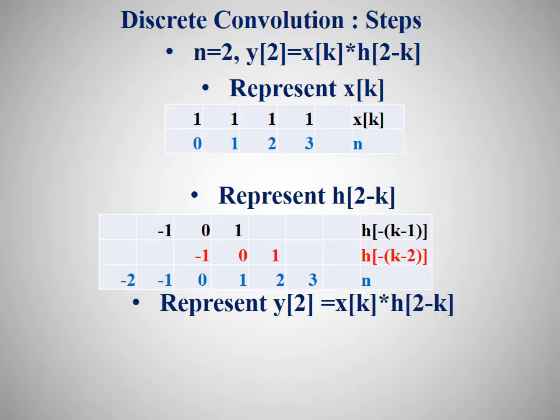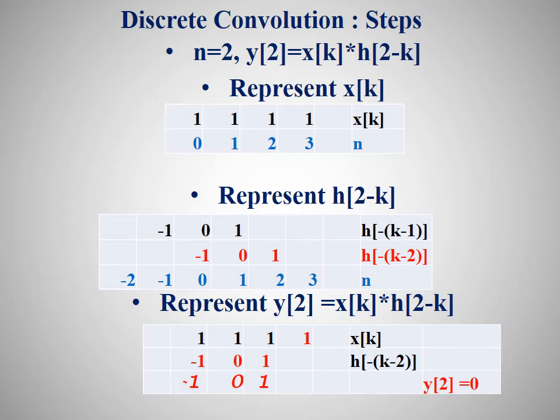Next, let us evaluate as in the normal case. Y of 2 is equal to x of k convolution h of 2 minus k. Hence, obtaining from the same values, we have 1, 1, 1, 1 for 0, 1, 2 and 3, and here it is minus 1 at 0, at 1 it is 0, and at 2 it is 1. So when we multiply, we get minus 1, 0 and 1. Till now the summation was not there because other values used to be 0. So this turns out to be minus 1 plus 0 plus 1. The last stage is the summation of the result got in this stage. Hence the answer for y of 2 is equal to 0.